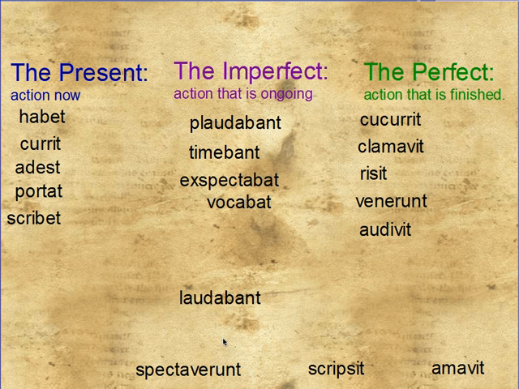Scripsit, he wrote. Now this is a tricky one because remember that in the present tense it looks like this, scribit. But in the perfect, it doesn't have an X or a V to help us out, just that IT ending and a change in the verb stem. Amavit, he loved. Spectaverunt, they watched.